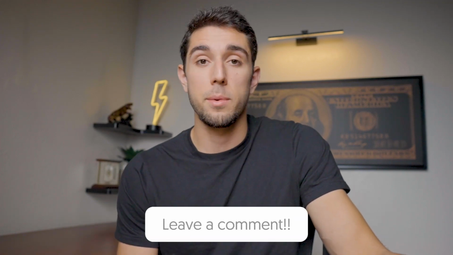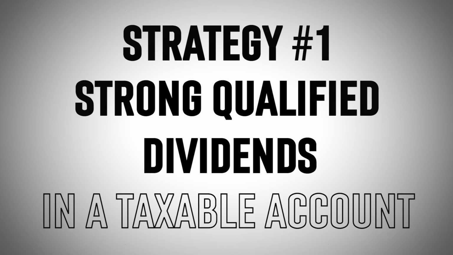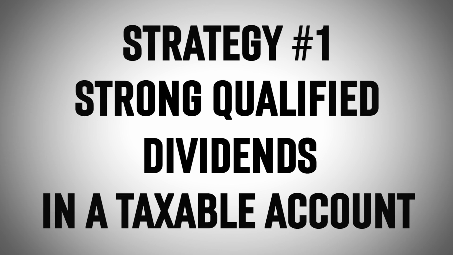Now, just to be completely transparent, the two strategies I'm about to show you are the only ones, as of my knowledge right now, that I would use for dividend investing myself. And if you have any other ideas that you think are better, let me know in the comment section below. But the first strategy is really simple, and that is to use strong qualified dividends for growth in a taxable account. If you ever plan to build a dividend income portfolio, building one with strong qualified dividends where they can see growth and still get you a yield just makes the most sense to me.